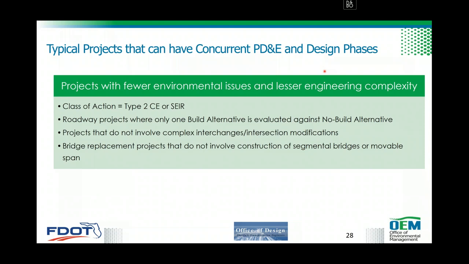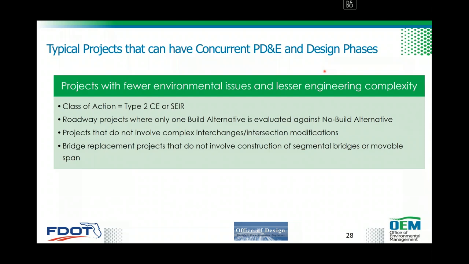The projects that do not involve complex interchanges and intersection modifications can be scoped under the concurrent PD&E design phase, and most of the bridge replacement projects that do not involve construction of segmental bridges or movable span bridges. Also, all those category 2 bridges are not allowed under this process.